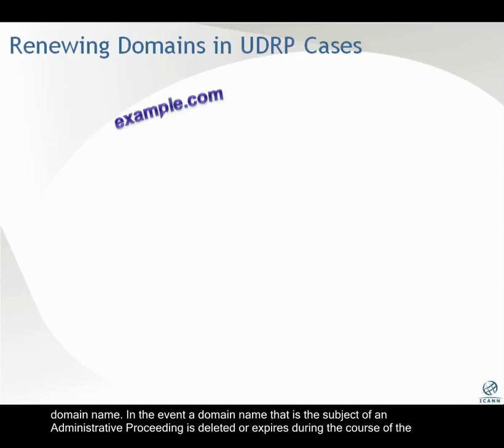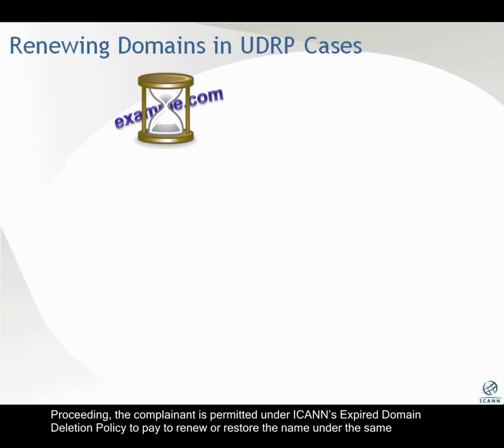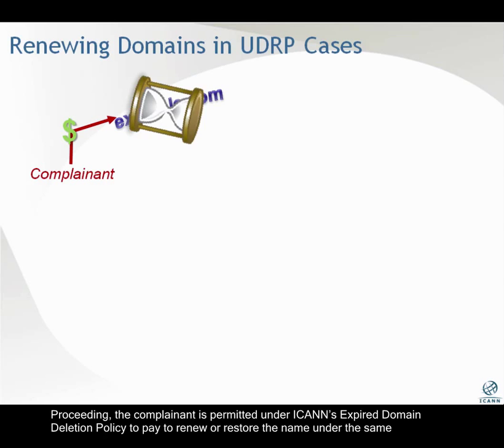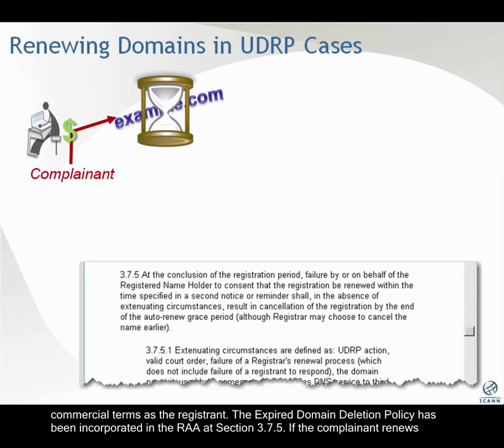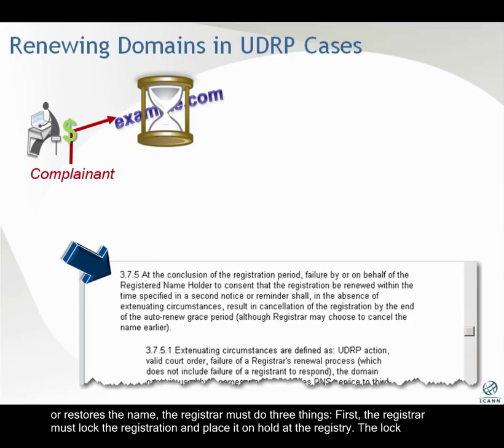In the event a domain name that is the subject of an administrative proceeding is deleted or expires during the course of the proceeding, the complainant is permitted under ICANN's expired domain deletion policy to pay to renew or restore the name under the same commercial terms as the registrant. The expired domain deletion policy has been incorporated in the RAA at section 3.7.5. If the complainant renews or restores the name, the registrar must do 3 things.